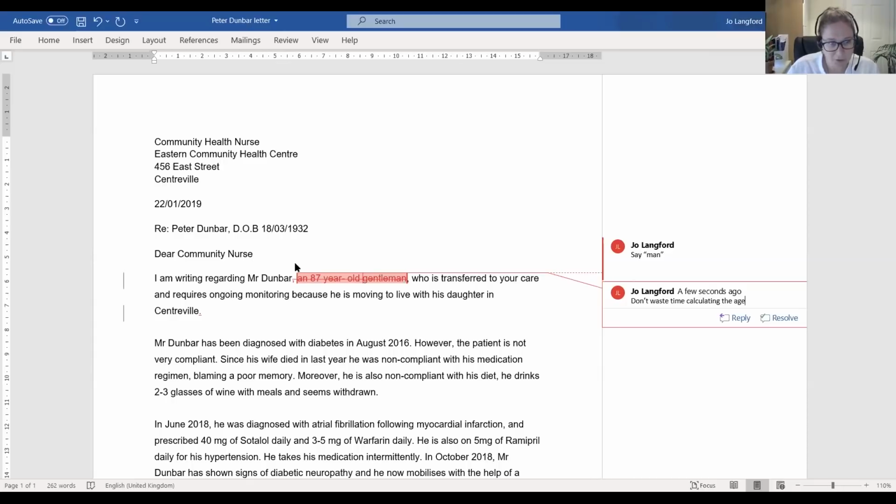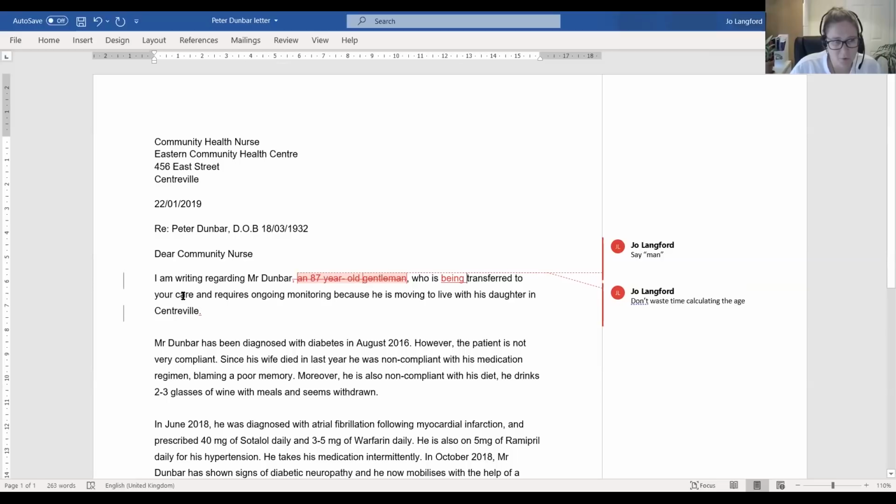So I'm writing regarding Mr. Dunbar, who is transferred to your care. So here we've got an error with the tense. So who is transferred, it should be who is being transferred or who is going to be transferred. It's happening in the future. And care, I would be more specific with the context. Being transferred into your care could be writing a letter to a district nurse. Let's make the reader aware that we know who they are and where they work, and perhaps write your community health centre.